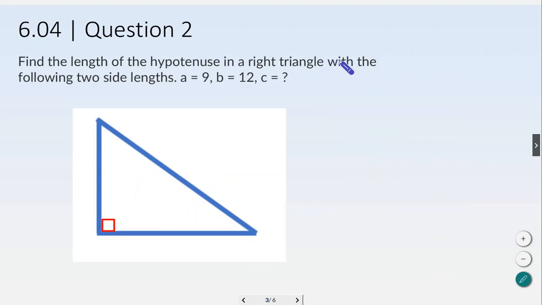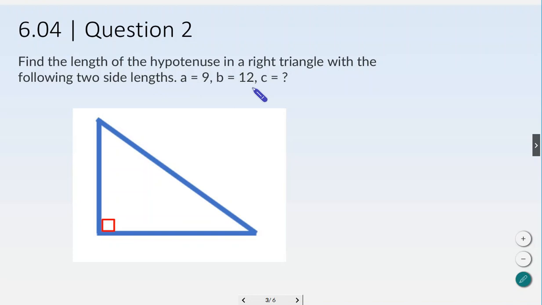We'll jump to question number 2 now. So again, all these questions will be very similar. Find the length of a hypotenuse in a right triangle with the following two side lengths. So again, here's that situation that I just described. We're now given A and B, and we're supposed to find C.